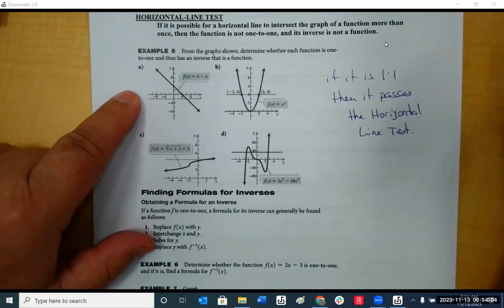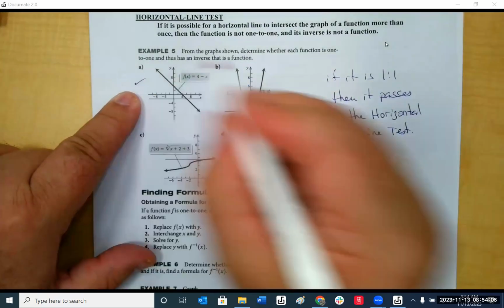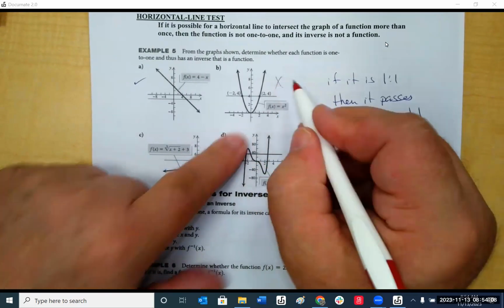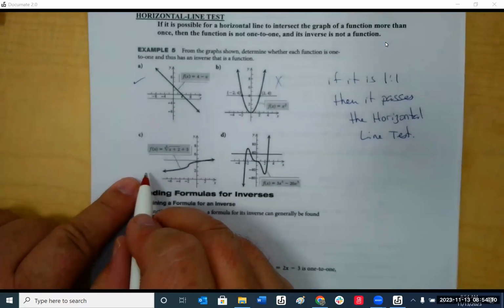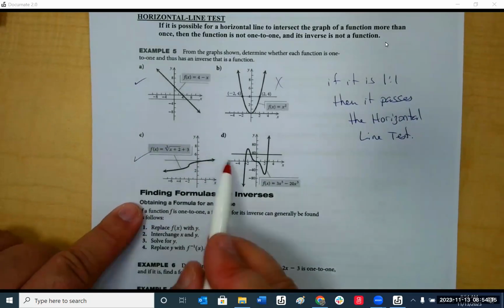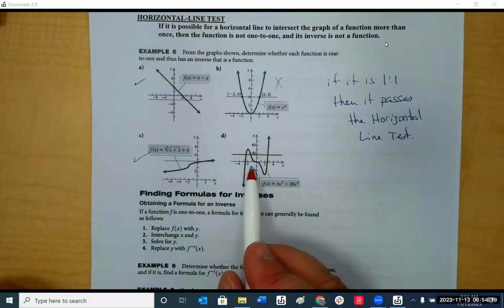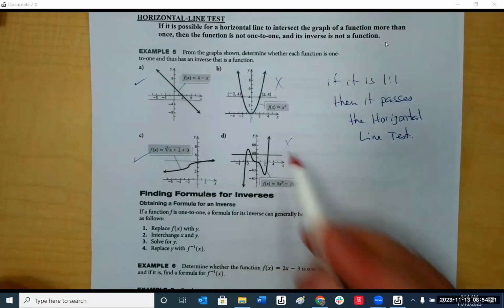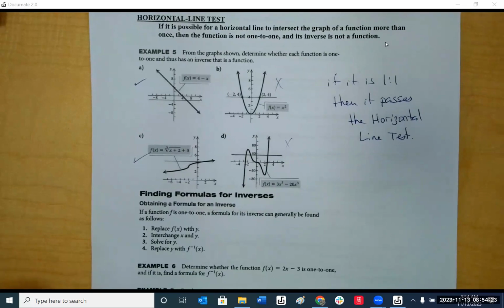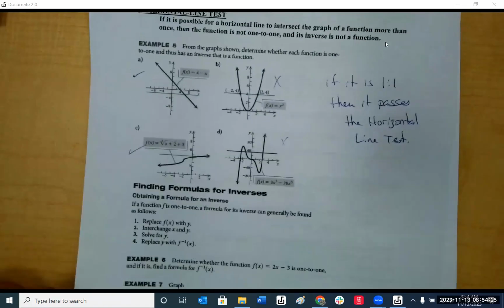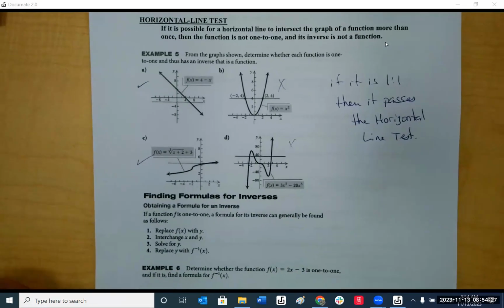So is A 1-to-1? Yes. Is B 1-to-1? No. C? No, it is, because any horizontal line you draw is only going to hit it once. How about D? No. Very good. That's all there is to it. If you have the graph, it's much easier.